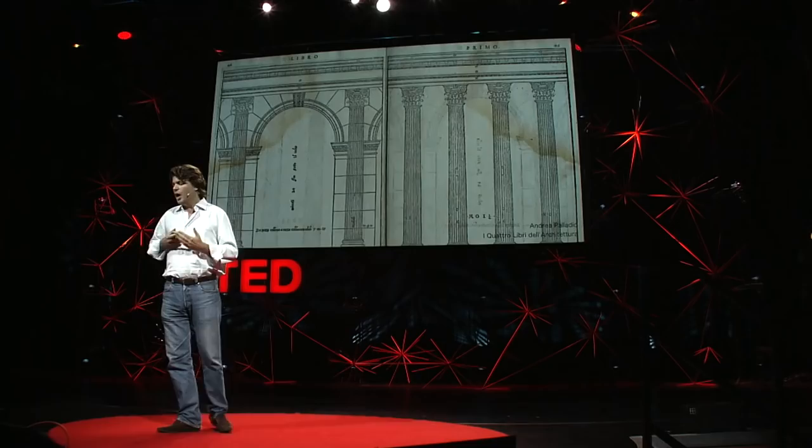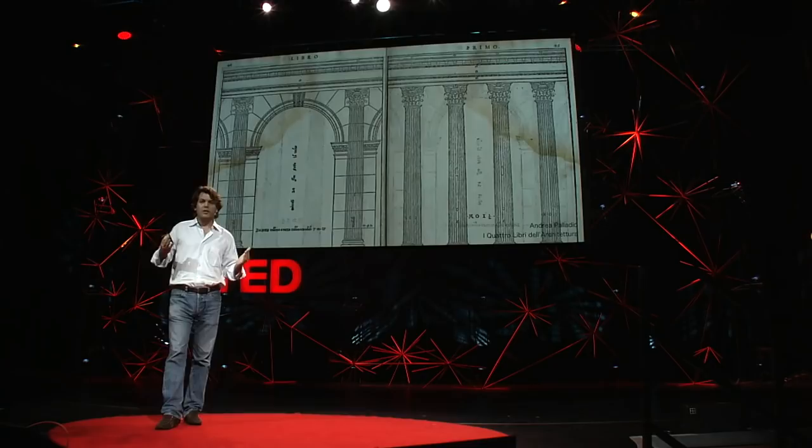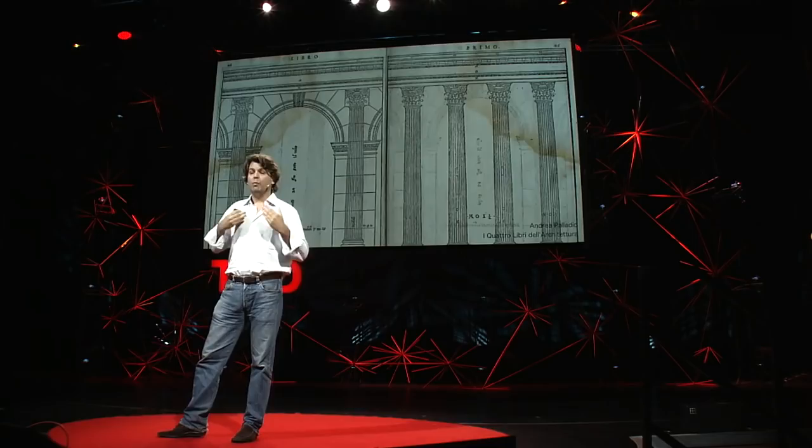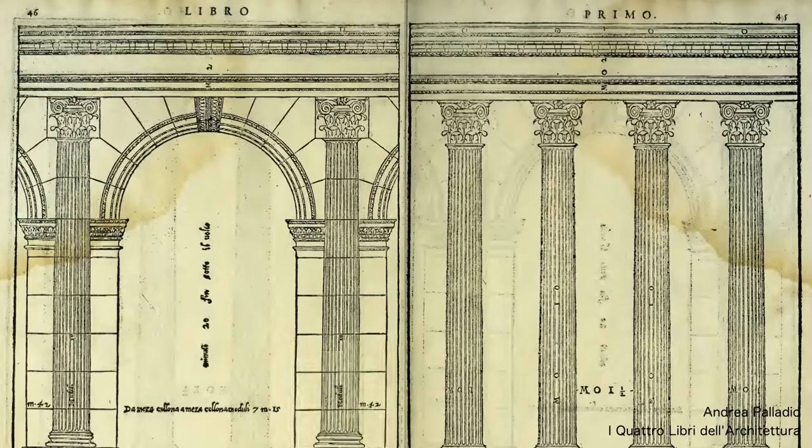So let's bring this process to architecture. How and at what scale? I chose to design a column. Columns are architectural archetypes. They've been used throughout history to express ideals about beauty, about technology. The challenge to me was how we could express this new algorithmic order in a column.